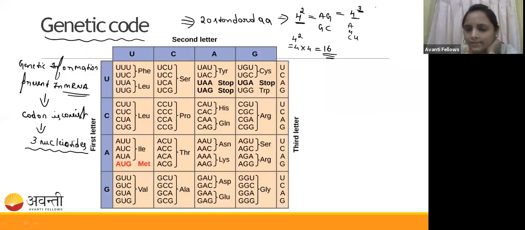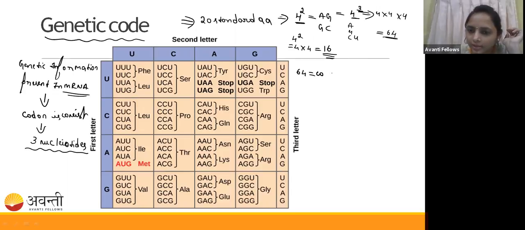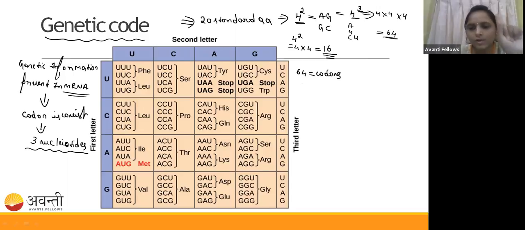Now you can see this. This is 4 into 4 into 4, which gives rise to 64. Okay guys, so now we know that by using 3 nucleotides we can make 1 codon, which specifies the amino acid. So there are 64 codons present in the genetic code. We know that 1 codon is made up of 3 nucleotides.